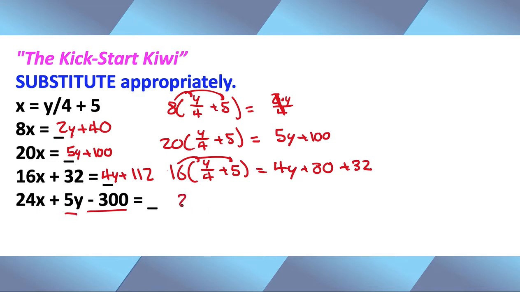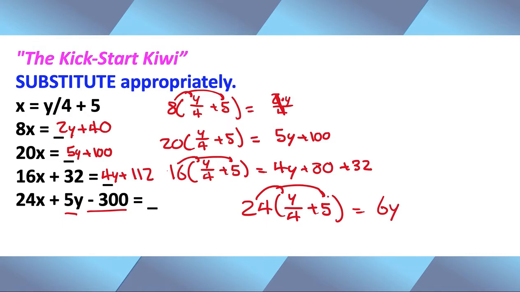So let's find the 24. Well, I'm going to need some more room than that. I better scoot it over here. Let's do the 24 times y over 4 plus 5. We'll do the substitution first. 24 times y over 4 plus 5. 24 times y over 4 is basically 24 divided by 4, which is going to be a 6y.